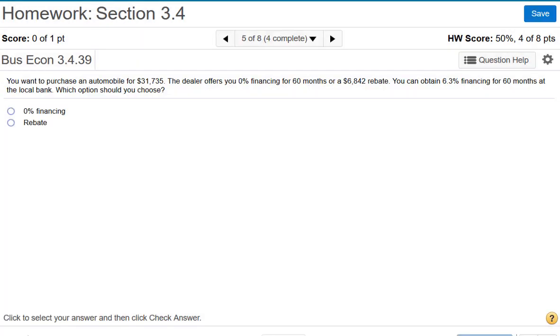Now this problem is talking about two options, and so one option is 0% financing for 60 months. Now if there's no interest being charged, we don't need a formula for that. We will take our purchase price, $31,735, and divide by 60. That would be our payment at 0% financing.